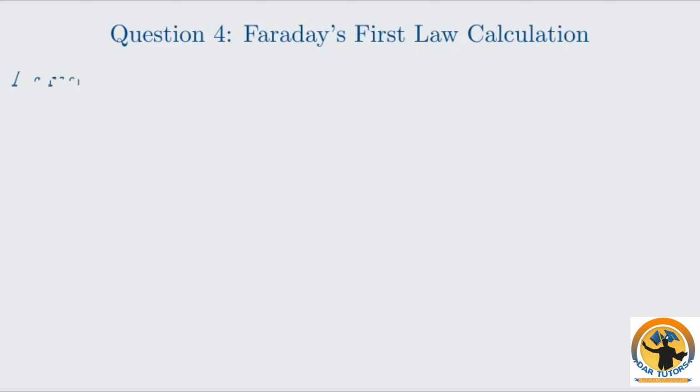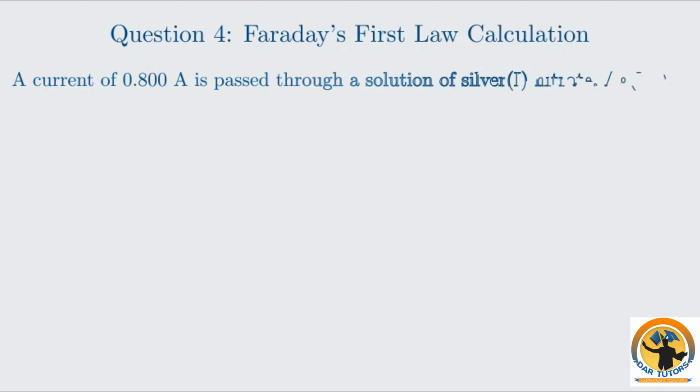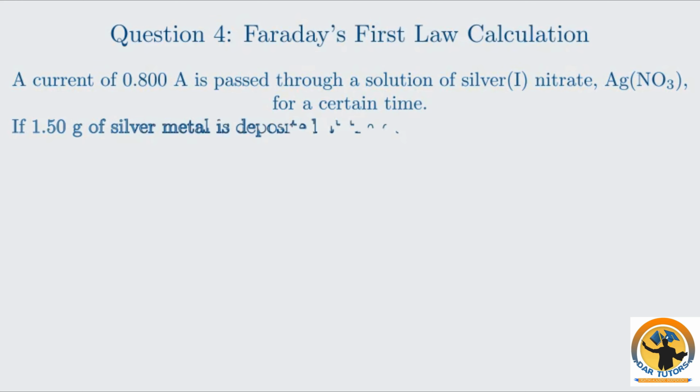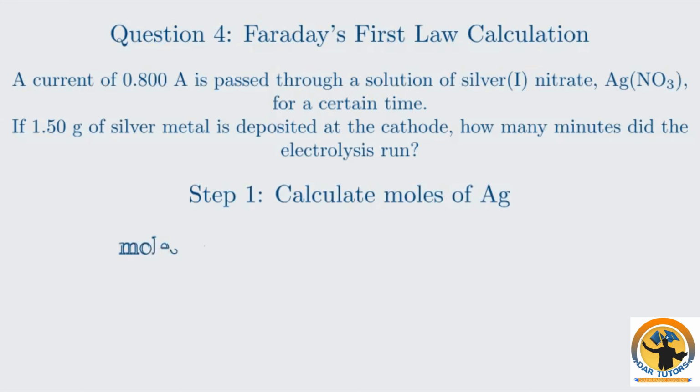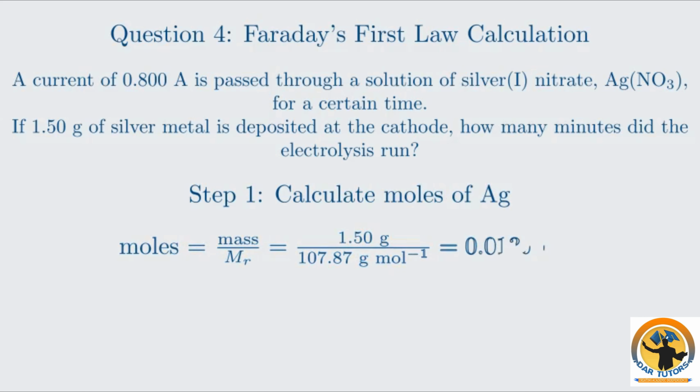Question 4 combines Faraday's first law with stoichiometry. We are asked to calculate the time required to deposit a certain mass of metal. To solve this, we need to connect the mass of silver to the moles of electrons, then to the total charge, and finally to the time. Step 1 is to find the moles of silver deposited. We divide the given mass by the molar mass of silver, which is 107.87 g/mol. This gives us 0.0139 moles.